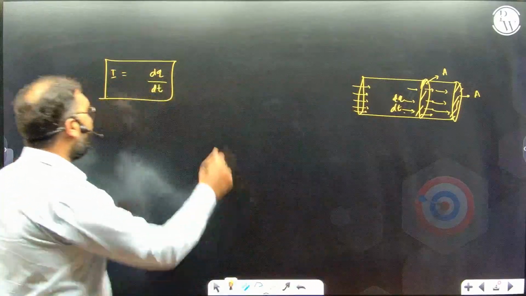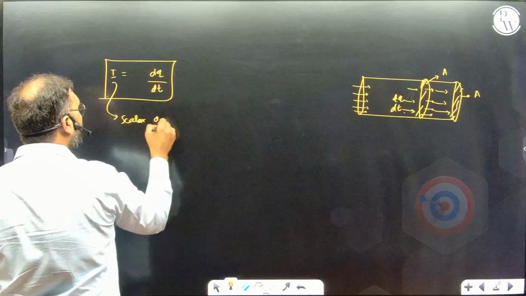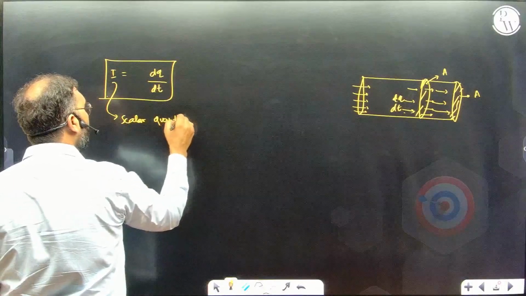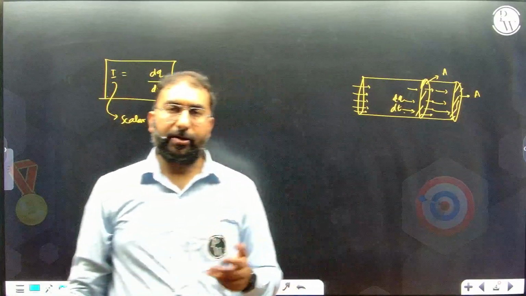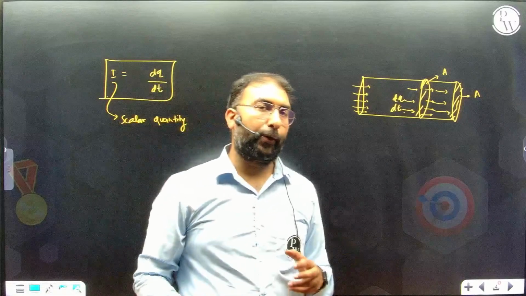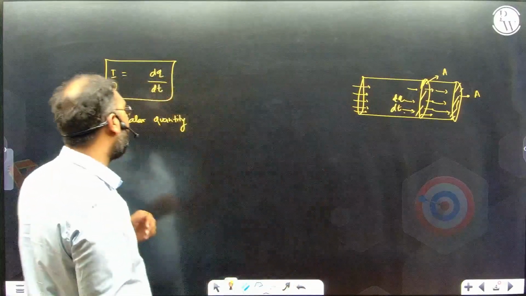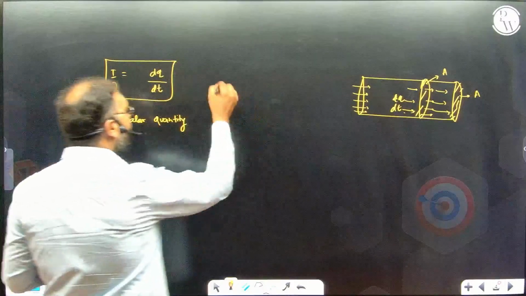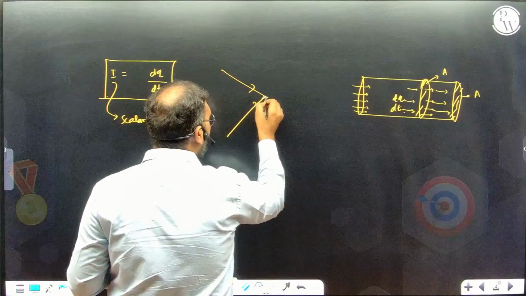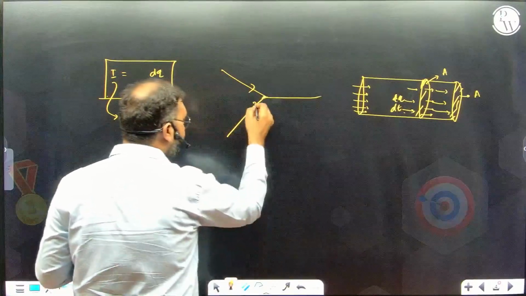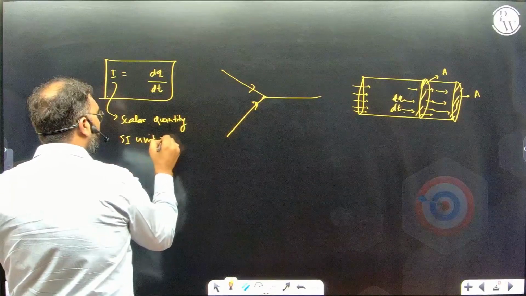And you know that current is what? It is a scalar quantity. So it can be simply added or subtracted by using the simple rules of algebra, and no vector mathematics is required to add or subtract the current, okay? So let's say if one current is coming here and one current is coming here at the junction, and this is another wire, and the SI unit of current is ampere.